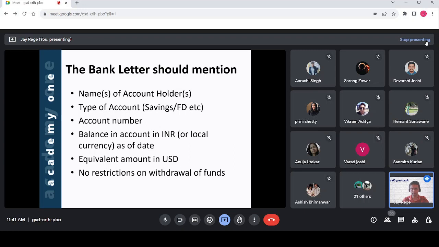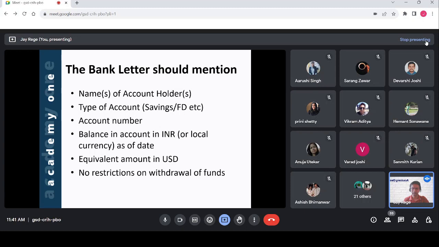Don't argue with the bank. Just take it in any format. Just make sure that these points are mentioned in your letter. That is the name of the account holder, what is the type of account that they hold, the account number, the balance that is there in Indian rupees, what is the equivalent amount in US dollars, and a mention that there are no restrictions on the withdrawal of the funds.